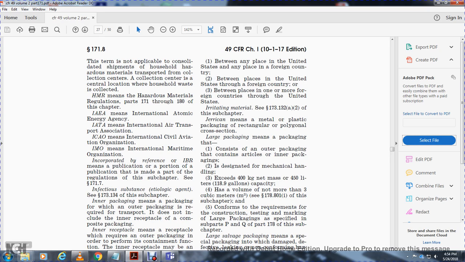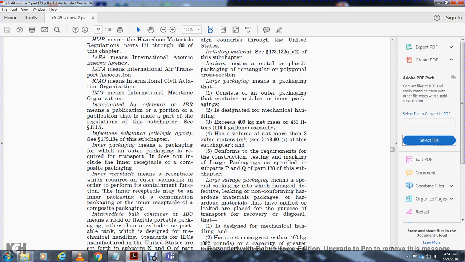Inner packaging means a packaging for which an outer packaging is required for transportation. It does not include the inner receptacle of a composite packaging. Inner receptacle means a receptacle that requires an outer packaging in order to perform its containment function. The inner receptacle may be the inner packaging for a combination packaging, or the inner receptacle for a composite packaging.